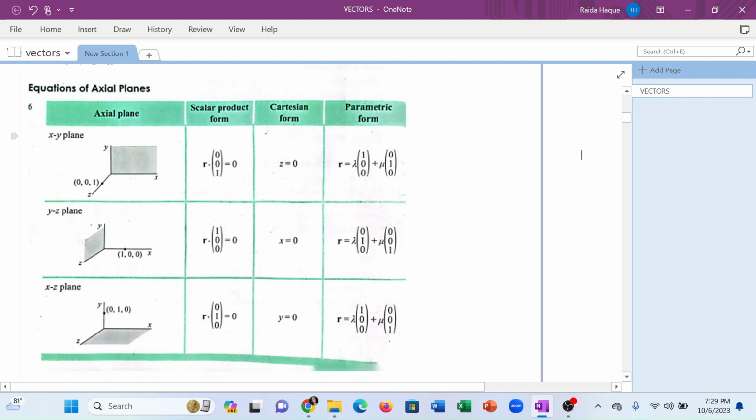And then we are doing the same for the xz plane, right? So you can see the normal here is 0, 1, 0. Here you have the scalar product form, the Cartesian form, and the parametric form.